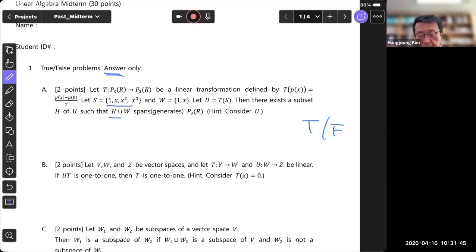Or in B, suppose that I have three vector spaces, V, W, and Z, and T and U are defined to be linear. If I know that the composite of U and T is 1 to 1, then is T 1 to 1 as well? If you think it is correct, you can mark T. So something like this will be given.